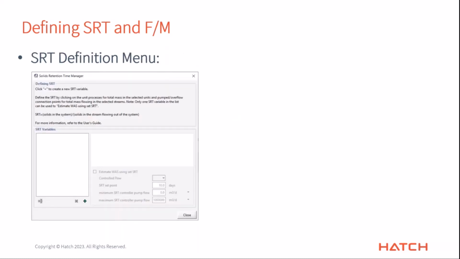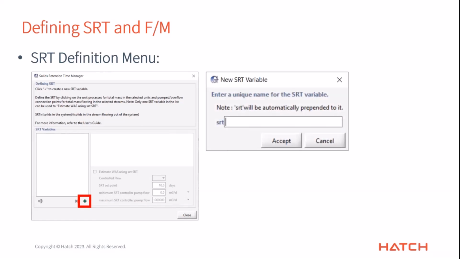So those are all there for you to be able to do. When you start to do an SRT definition, you'll bring up the menu from the usual place, but you'll see here it's a little bit more detailed. You start out by hitting this plus button that's going to create a new SRT equation. And then you will give it a name.